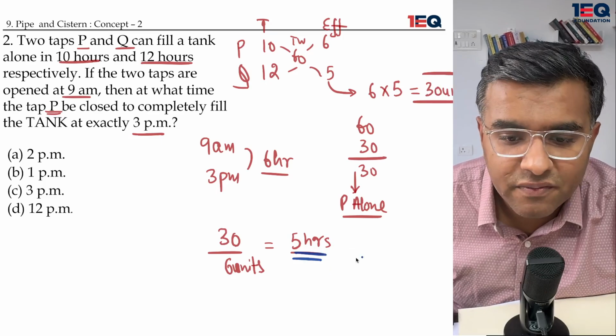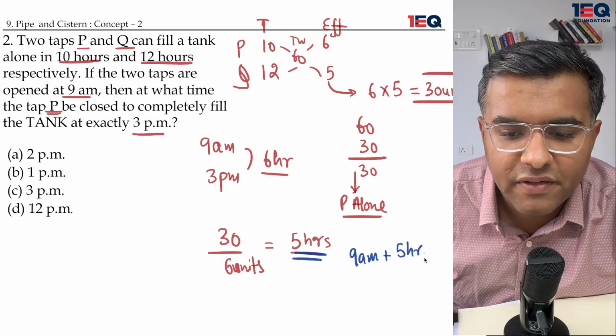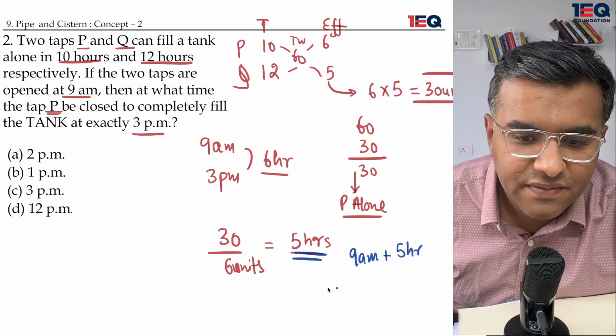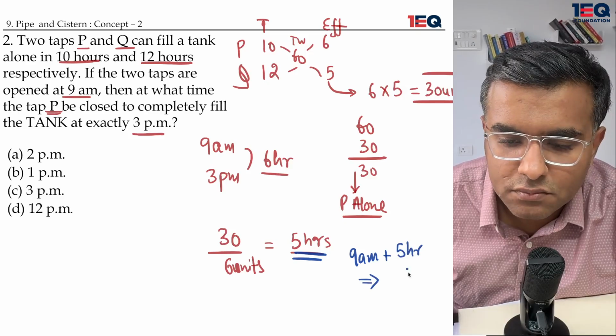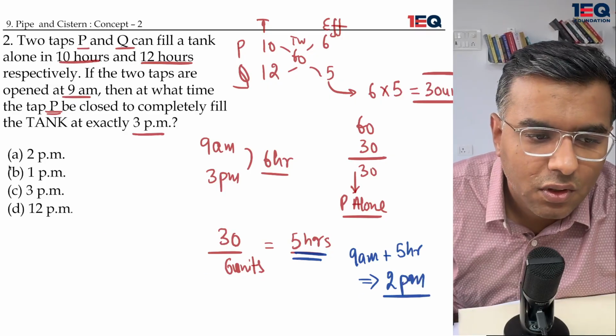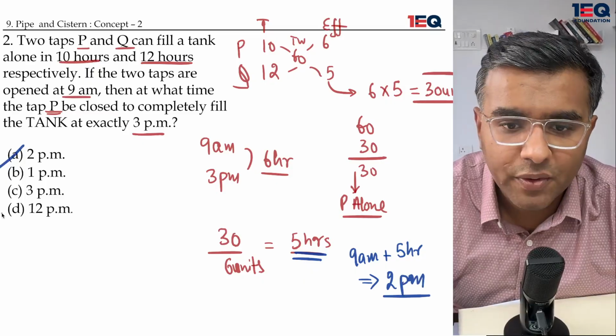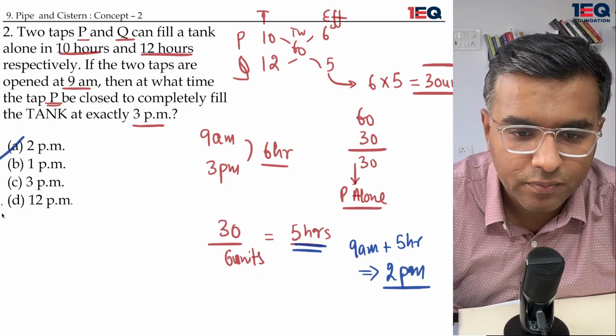5 hours from when? 9 a.m. plus 5 hours would give me 2 p.m. So 2 p.m. is my answer over here. Okay, I hope you get it. Moving on.